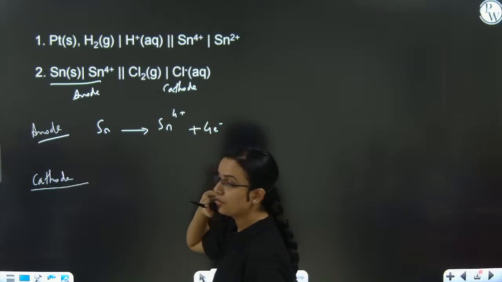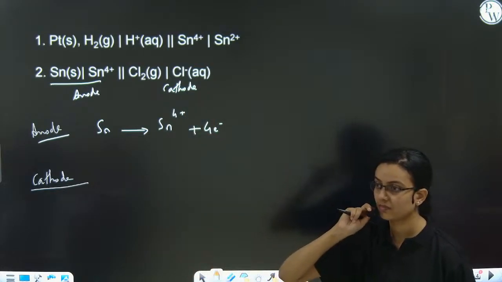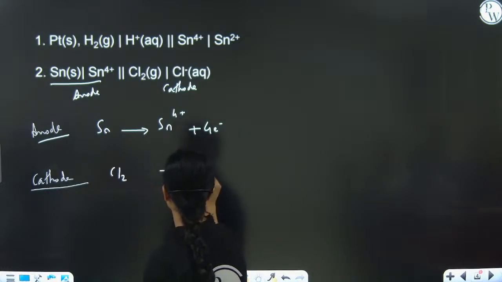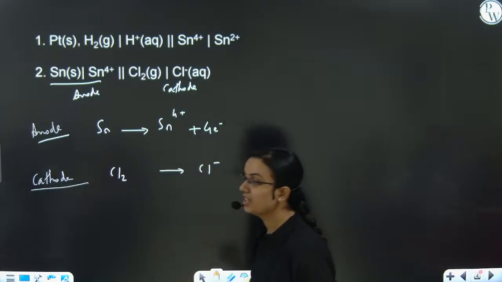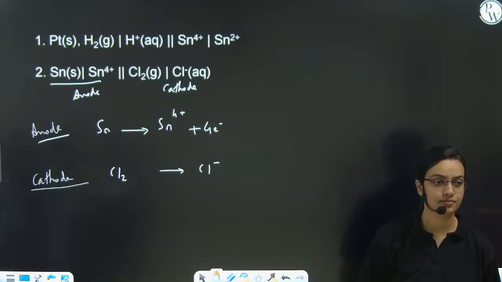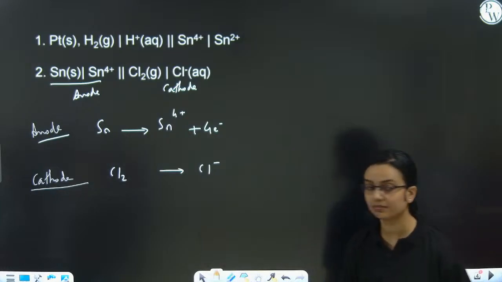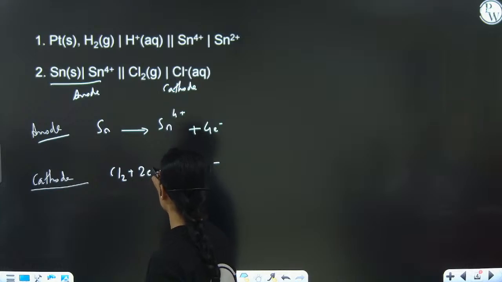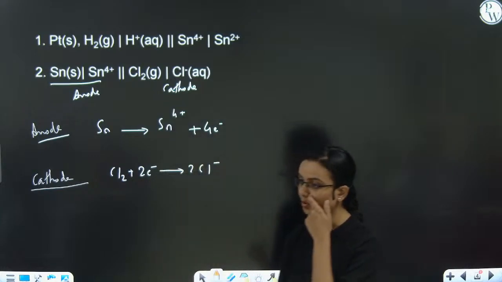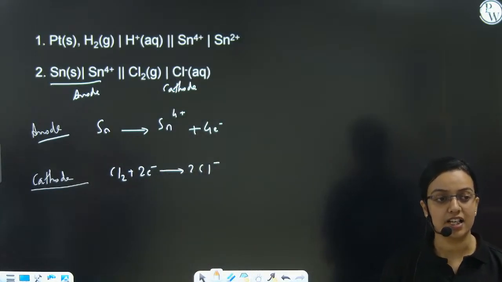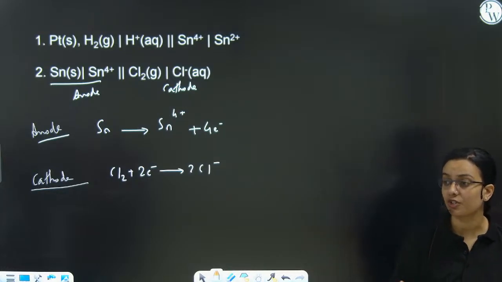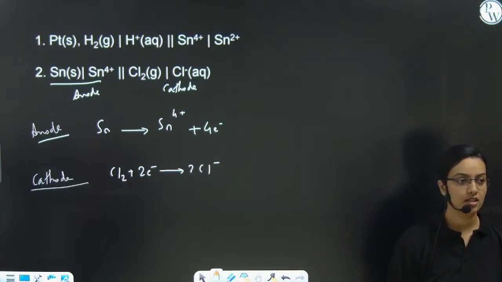On the cathode side you have Cl2. So Cl2 is converting to Cl-. How many electrons will it gain? You will balance chlorine atoms as well, so 2. Now the next thing I told you yesterday: whenever you are adding two reactions, your number of electrons should be the same. Now what to do?